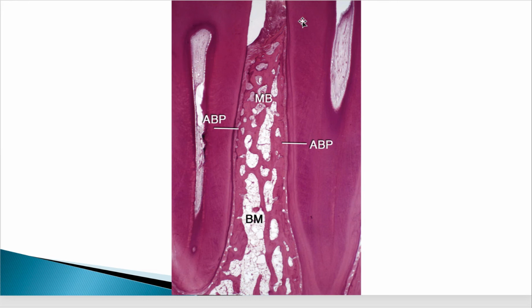This histologic specimen illustrates a section through the interproximal septum between two premolars. Dense alveolar bone proper, designated by ABP, is facing the periodontal ligament of the two teeth, while cancellous bone occupies the area between the alveolar bone proper. The cancellous bone is comprised of mineralized bone, designated by MB, and bone marrow, designated by the letters BM.